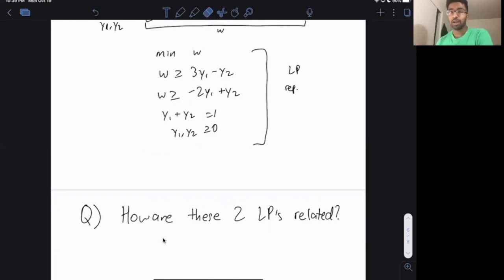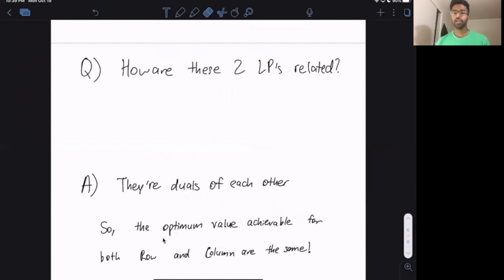But anyway, moving on to the ramifications of this, knowing that they're duals of each other tells us that the optimum value achievable for both row as well as column is going to be the same, right? And we know that from the duality mini lecture: duals of the same linear programming problem are going to have the same optimum value. So if row and column play optimally, that value is going to end up coinciding, right?